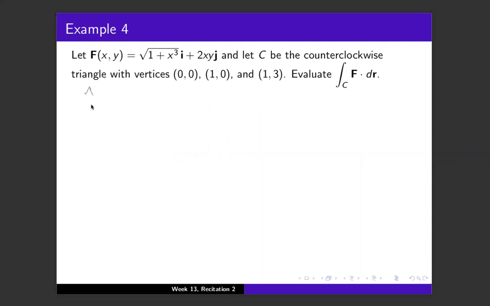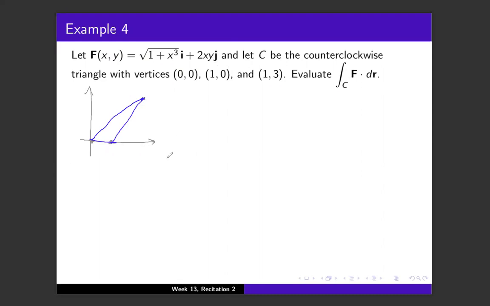Well, let's try drawing this thing. It's always a good idea to try drawing what our scenario is so we can maybe get a better idea about what this thing looks like. So what is that? That's 1, that's 0, (0,1), (0,0), and (1,3) is going to be somewhere up here. So here's the triangle in question. We're looking at something that's got these vertices and is counterclockwise oriented. I'm going to try to draw this like a triangle.